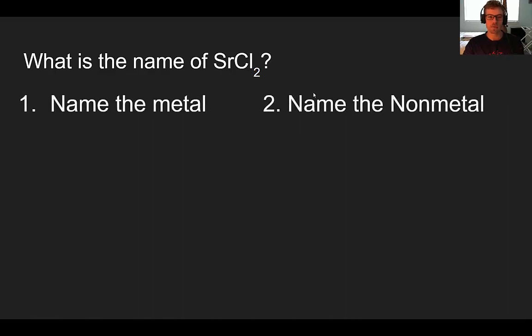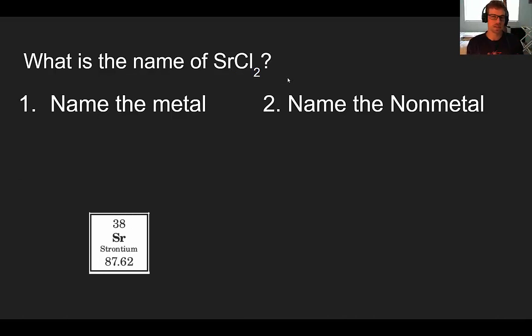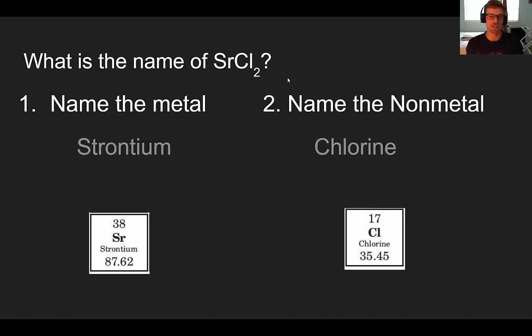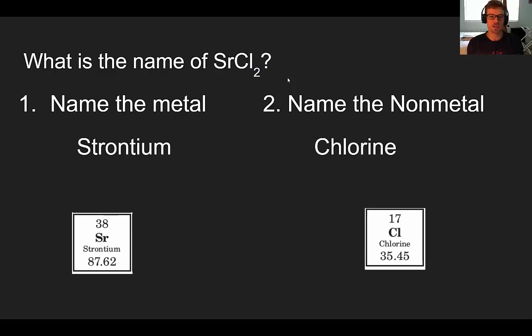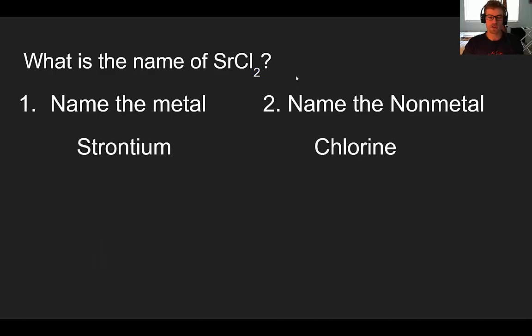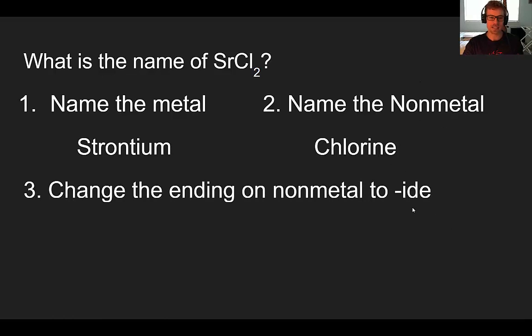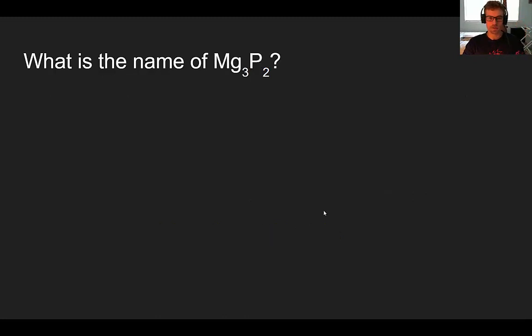So, name the metal and name the nonmetal. What is the name of the metal? Look it up on the periodic table. It's going to be strontium. What's the name of the nonmetal? You have to look that up on the periodic table. It is chlorine. So we have strontium and chlorine. What's our third step? We have to change the name of the nonmetal to IDE. So this is going to become strontium chloride.